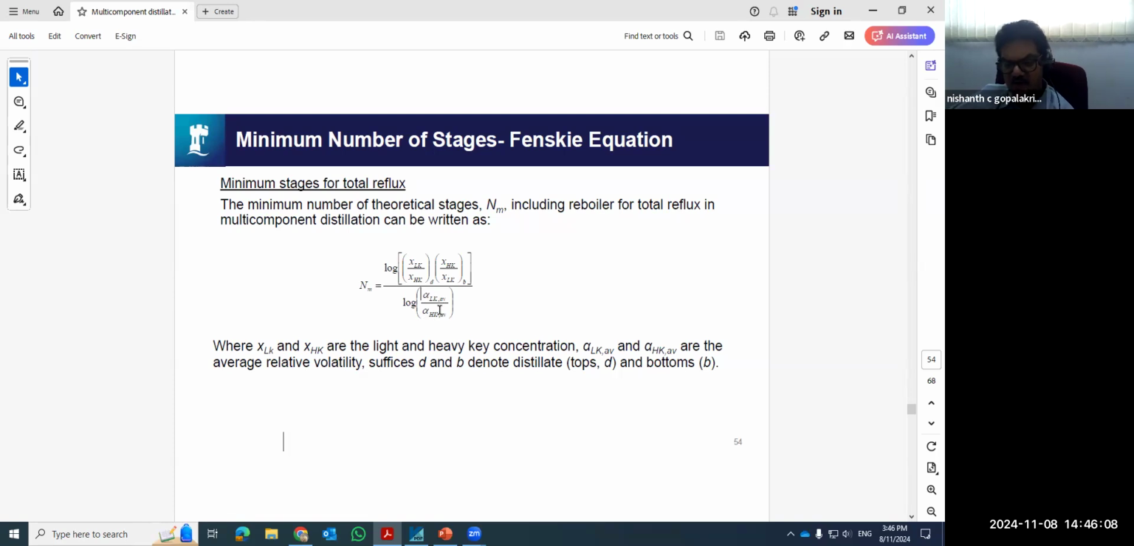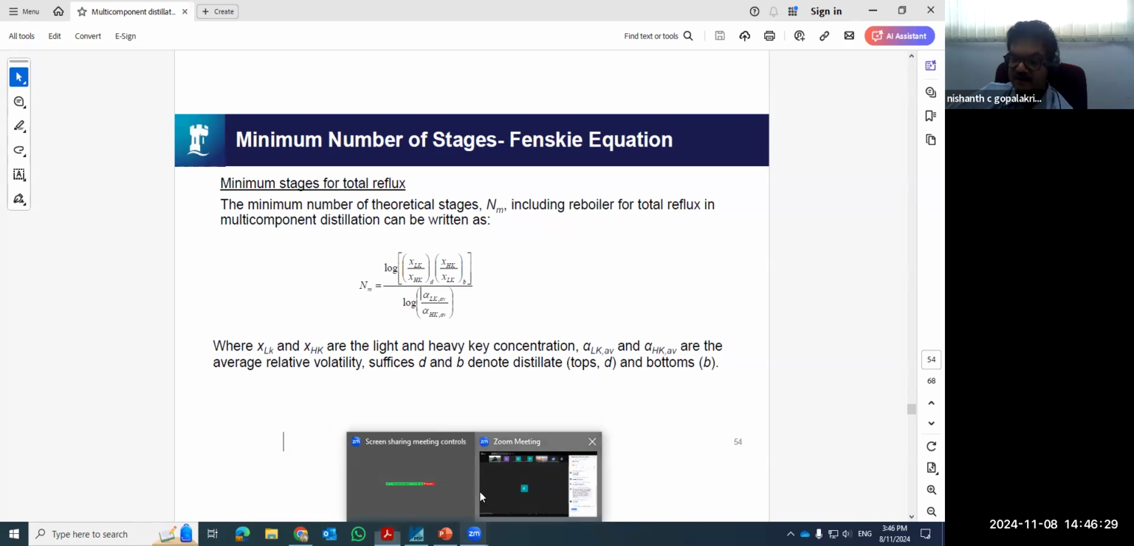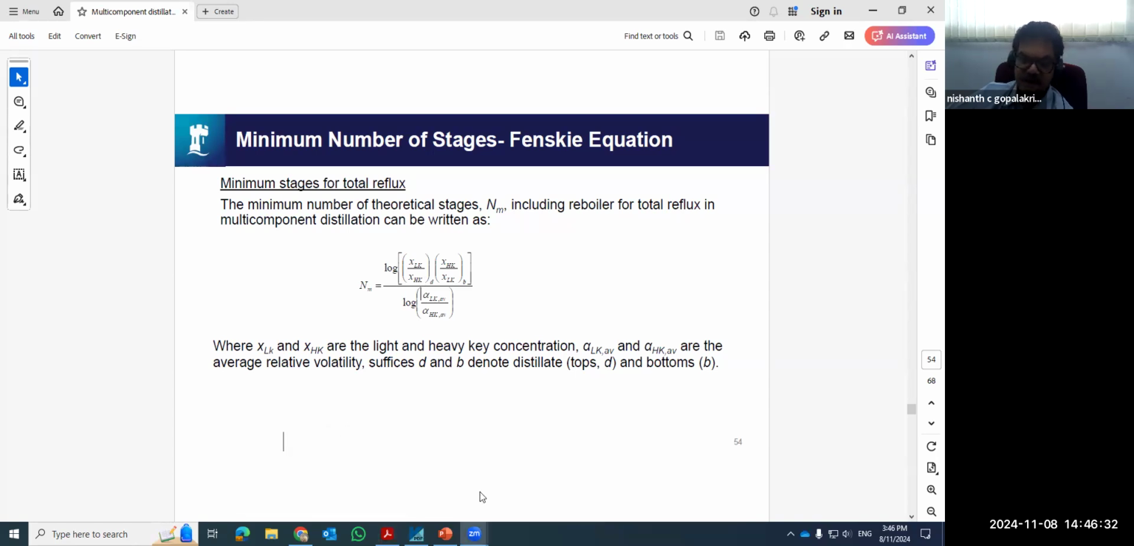Now let's try to give a reason for this equation. Just imagine we are separating the light key and heavy key in a distillation column. Suppose we wanted to increase the mole fraction of light key in the distillate. Do we need more number of stages or less number of stages? Because light key, we wanted to increase, or the mole fraction should be high, which means we want to keep most of the light key at the top, which means we want to increase the purity. So if you want high purity, we need high number of stages or less number of stages.